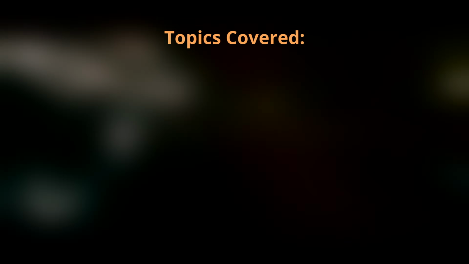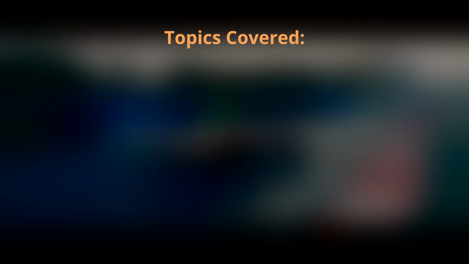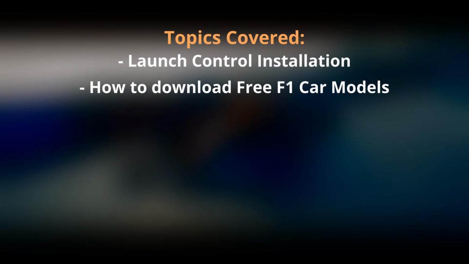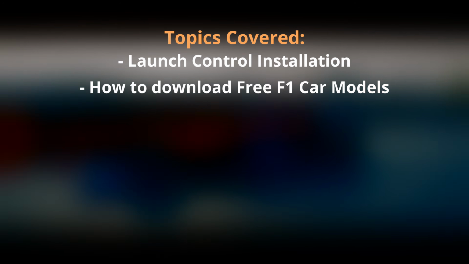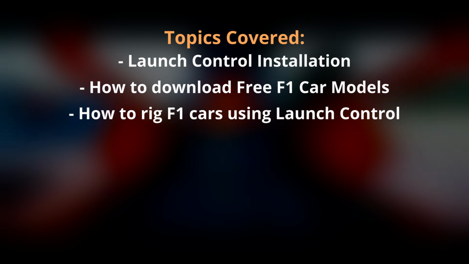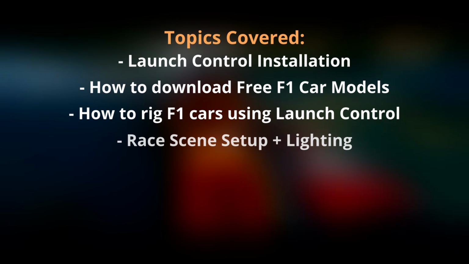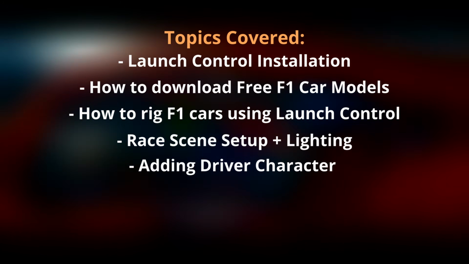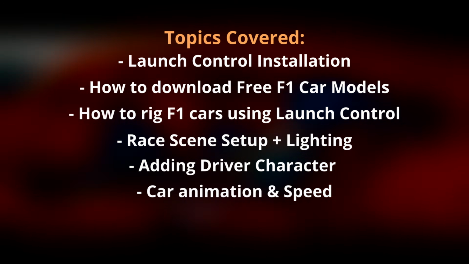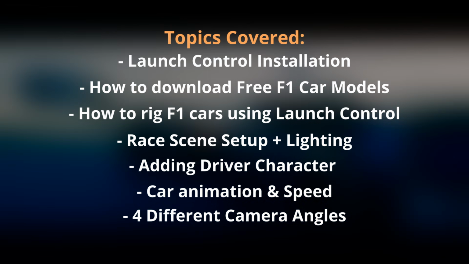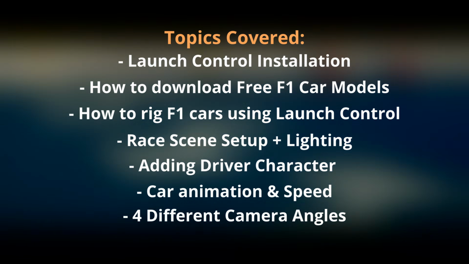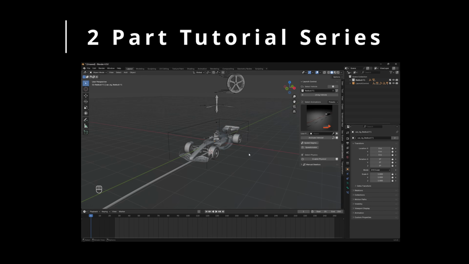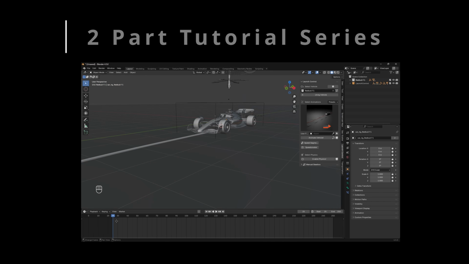This tutorial will cover a bunch of different topics, including how to download and install Launch Control in Blender, where to download free F1 car models online, how to rig cars using the Launch Control add-on, setting up a racing scene, lighting, attaching a driver character to your cars, adjusting car speed, adding 4 different camera angles using reference, and then final render settings. I'm dividing this tutorial into 2 parts so you're not easily overwhelmed.